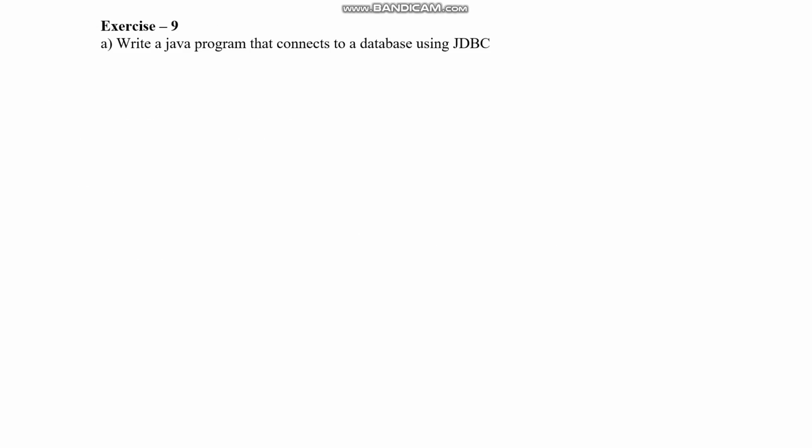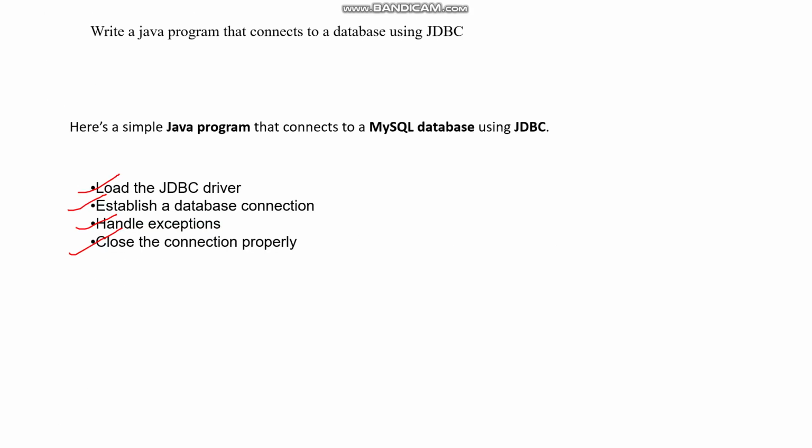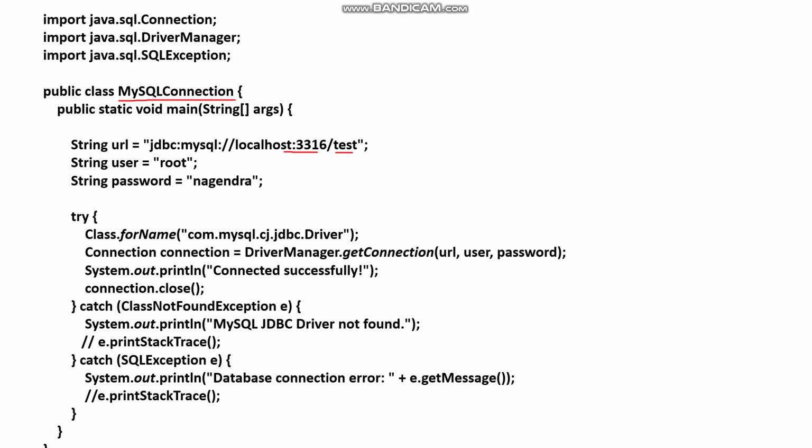Right. Coming to our first step. The very first step is to load the JDBC driver. To load the JDBC driver, we write the code like this: Class.forName. By using Class.forName, we are loading the JDBC driver: com.mysql.cj.jdbc.Driver. We have to load this driver. That is the first step.